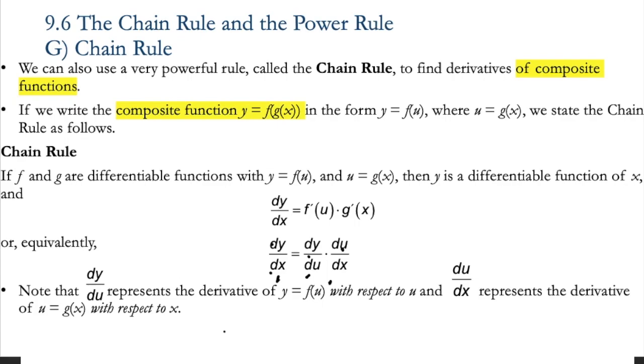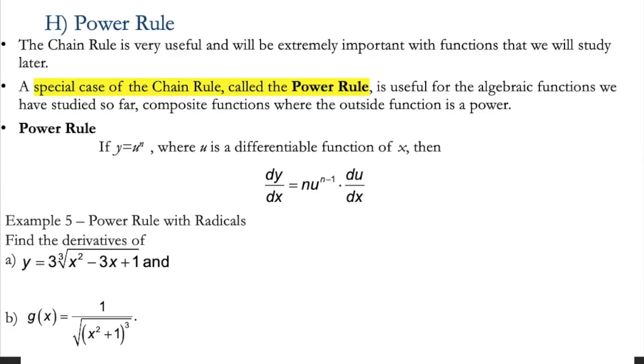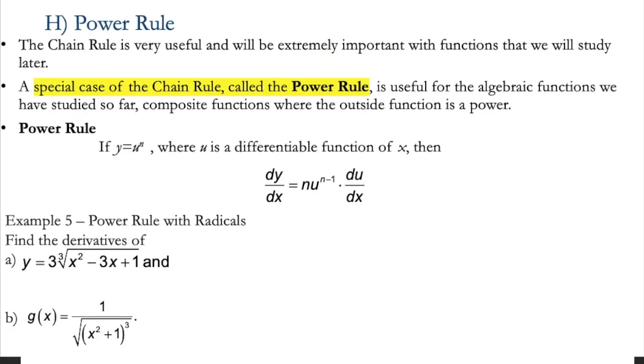Now, let's look at another example, the chain rule in relation to power rule with a different example. The chain rule is very useful and will be extremely important with functions that we will study later. There is a specific type of chain rule, we call it power rule. And in fact, that one I have done here. Let's go into more detail so that you can easily understand why a specific case of chain rule is called power rule. It is a very useful algebraic function because we can use it for a composite function.